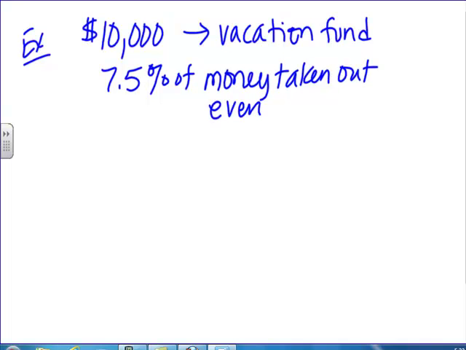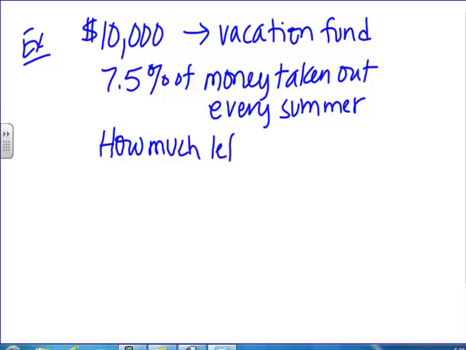And so you might be thinking, well, how long is that going to last me? How many nice vacations am I going to go on? So you might just say to yourself, well, how much will there be after 10 years? How much left after 10 years? Now, this hopefully is sort of reminding you of problems we did back in chapter 6. Hopefully it's not a nightmare for you.